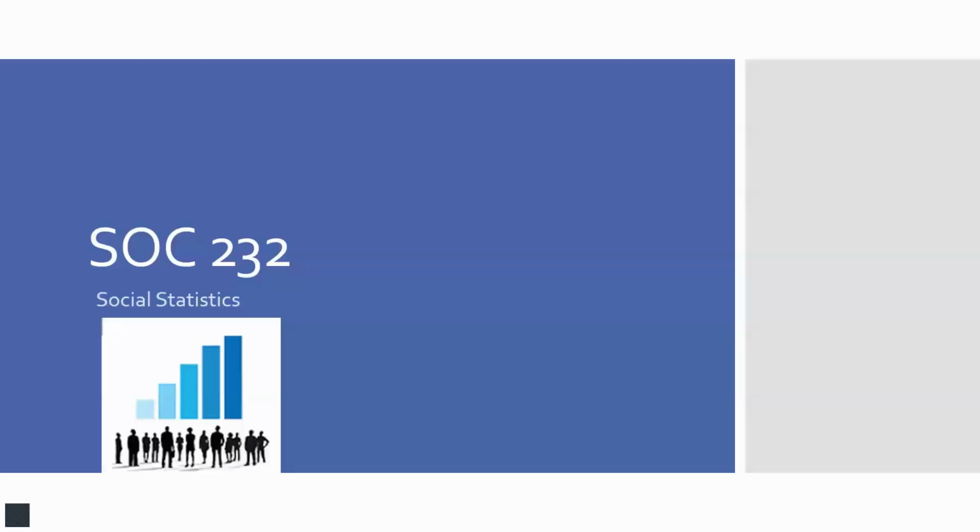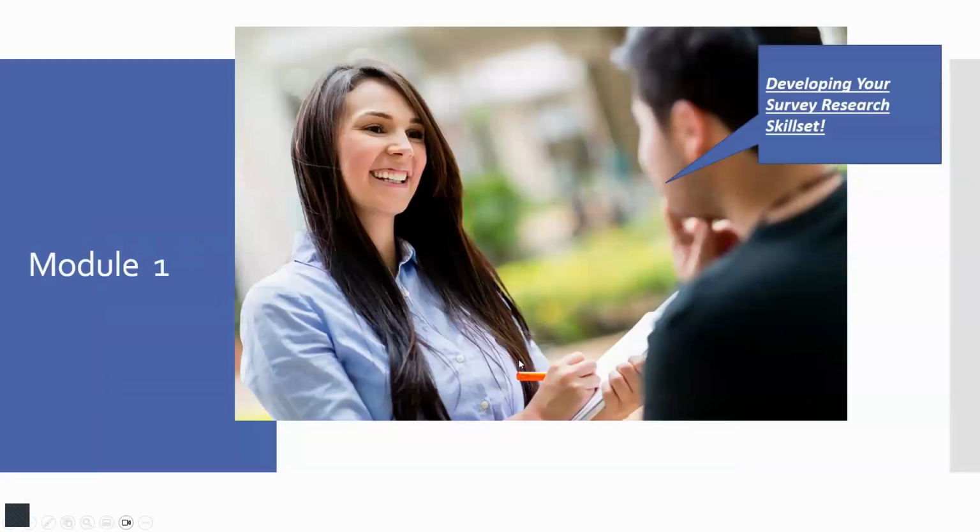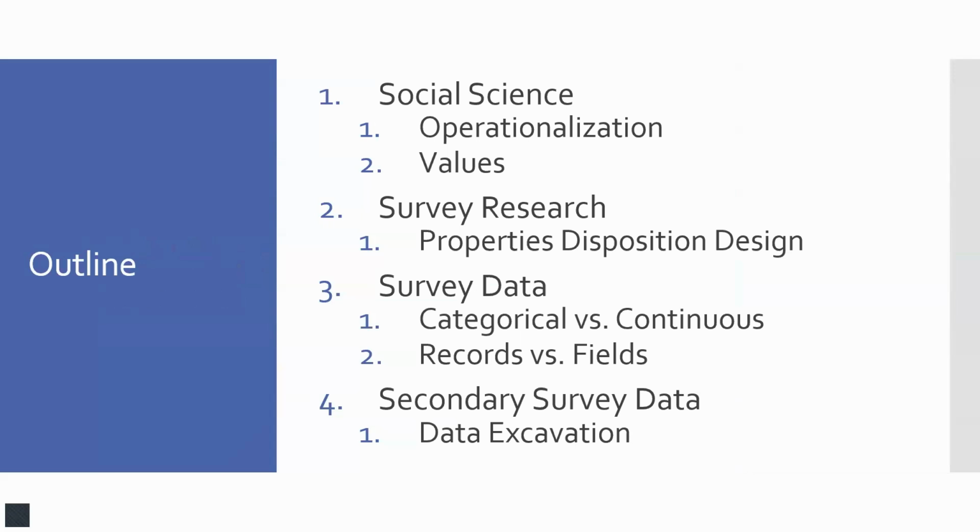All right. It's time to dig into Module 1, developing your survey research skill set. We'll break these things down into the idea of what social science really is, the operationalization and the values. We'll go into survey research with properties and disposition design. We'll have survey data, talk about categorical versus continuous and numerical, or records versus fields. And then secondary survey data with sort of data excavation.